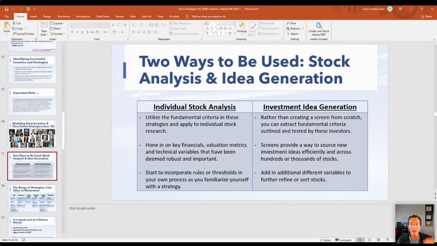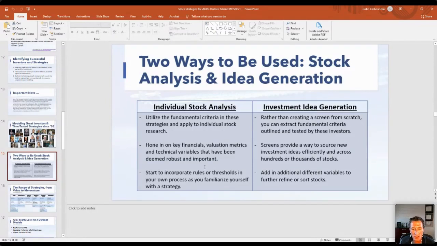there's really two ways that this system can be used, and we're going to focus today on the individual stock analysis part of it. We're not going to go into the investment idea generation side. So what I mean by the individual stock analysis part is you can use these strategies once they're computerized, which is what we've done. You can use these strategies, which consist of fundamental criteria, and you can apply each one or multiple strategies to your individual stock research.